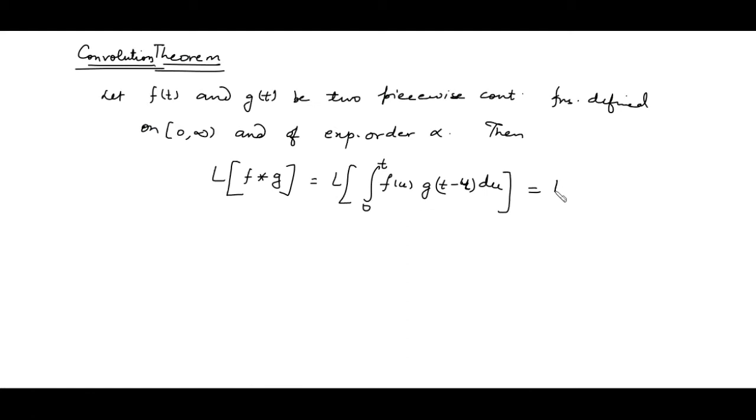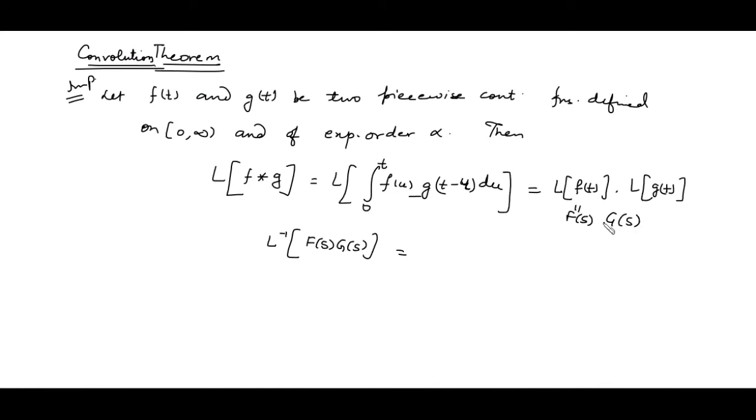So this should be equal to the Laplace of f into the Laplace of g. The Laplace of f convolution with g is the Laplace of f times the Laplace of g. This theorem is very important because we can find the inverse of the product of F(s) and G(s). This is your F(s), this is G(s). So whenever we have a product, we can apply the Laplace inverse using this convolution theorem. This is f convolution with g.